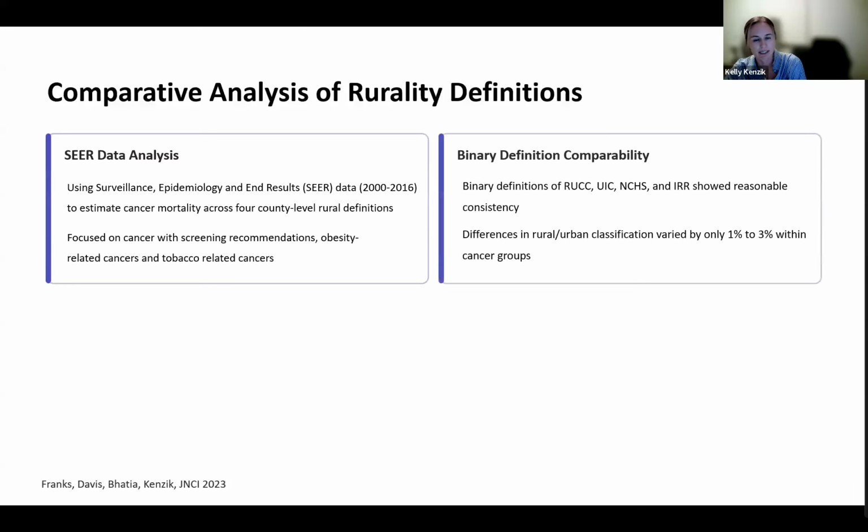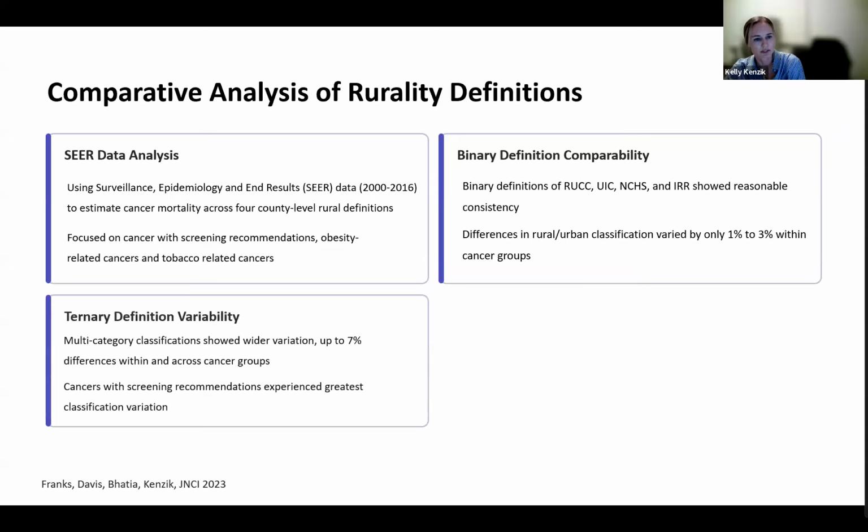We compared the binary definitions, and those were largely reasonably consistent. We only saw a variation of 1% to 3%, so you could feel fairly confident that if you're using the binary groups, you would see relatively consistent results. When we move to the 3-level, this is where we start to see a wider variation, with up to 7% differences within and across the groups. And we do note that those with screening recommendations experience the greatest classification variation. Also of note is that those with localized and regional disease also showed the largest differences.